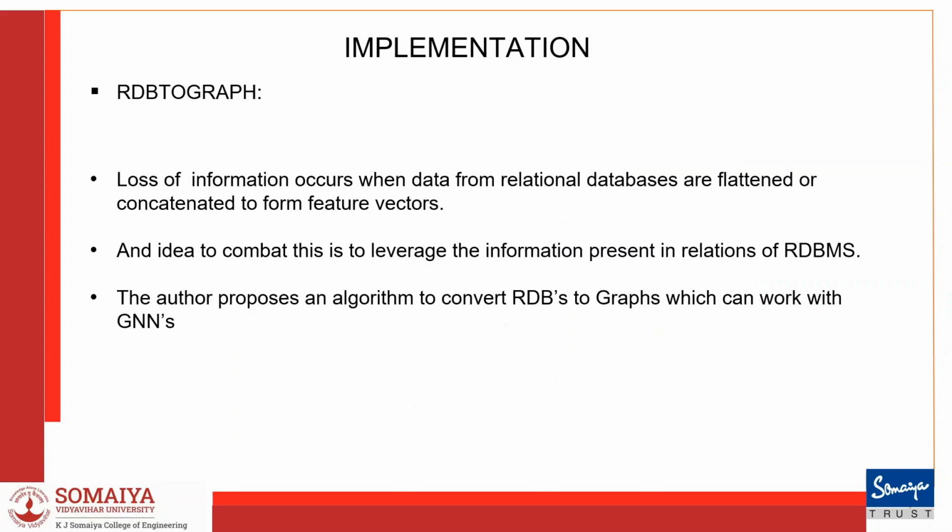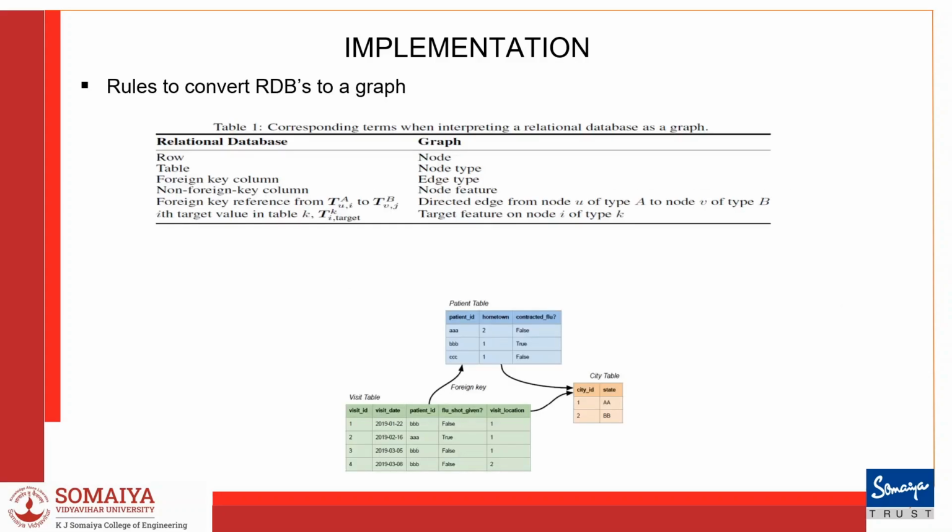So again, to take advantage of this graph structure, the author proposes an RDB to graph algorithm. The RDB to graph algorithm basically converts the relational database tables to graphs, and it does so using these rules. It treats a row as a node. It treats a table as a node type. It treats a foreign key as an edge type, and a non-foreign key as a node feature.